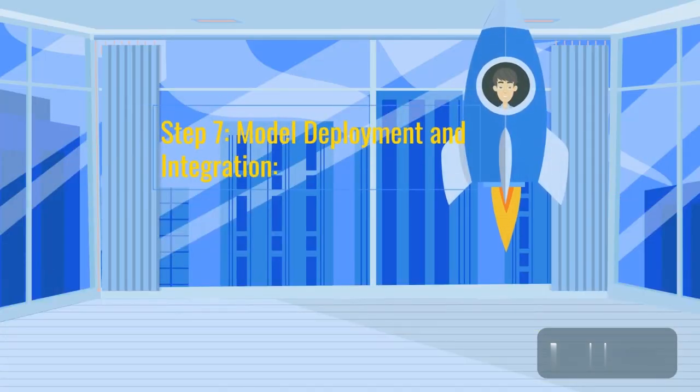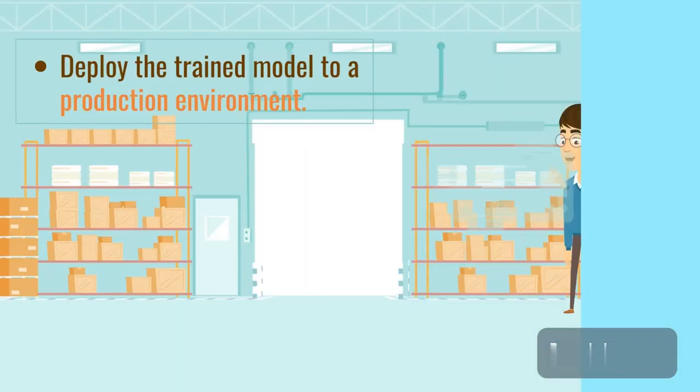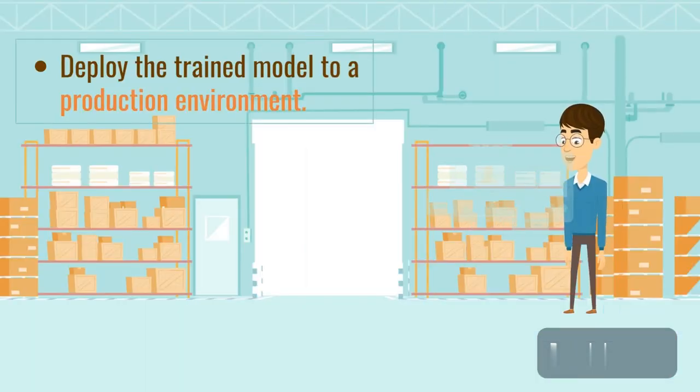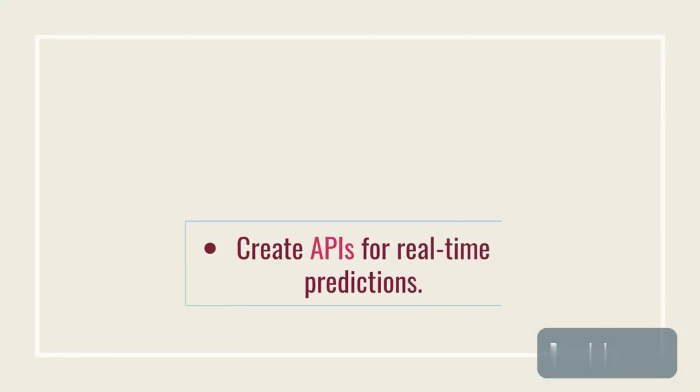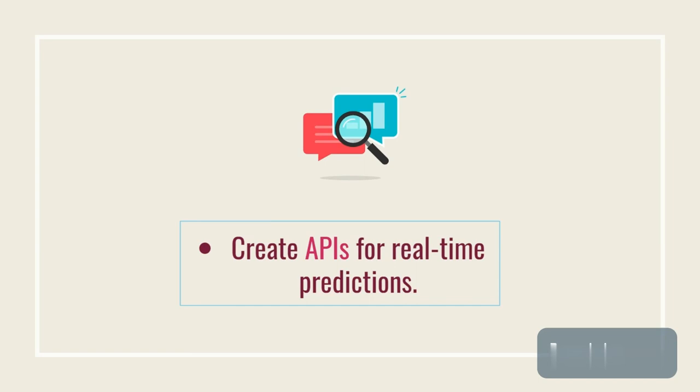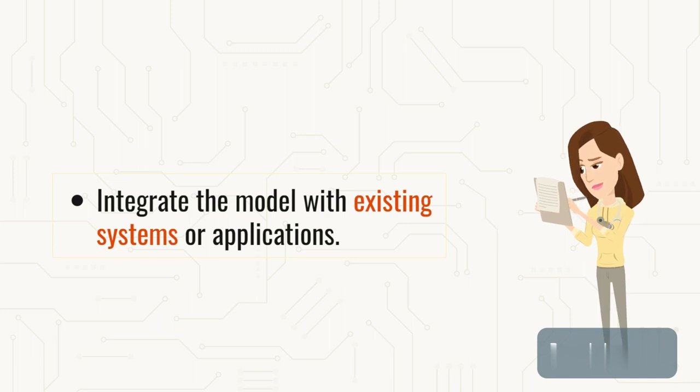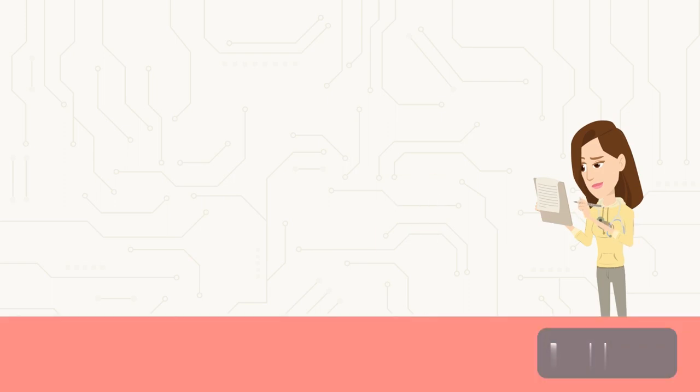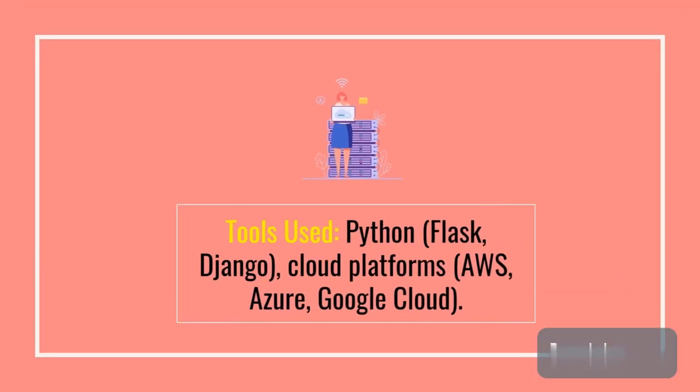Step 7. Model deployment and integration. Deploy the trained model to a production environment. Create apps for real-time predictions. Integrate the model with existing systems or applications. Tools used: Python, Flask, Django, cloud platforms, AWS, Azure, Google Cloud.